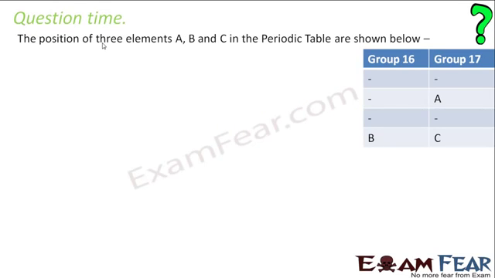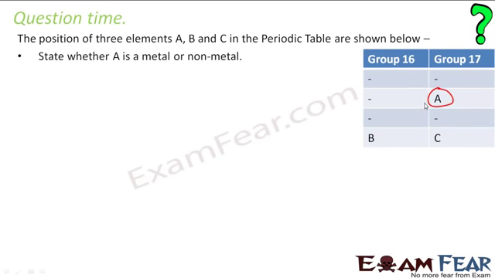So the positions of 3 elements A, B, C in the periodic table are given below. They are group 16, group 17. State whether A is a metal or non-metal. So you can see that group 17 are all non-metals, right? So A is a non-metal. That is confirmed. A is non-metal.